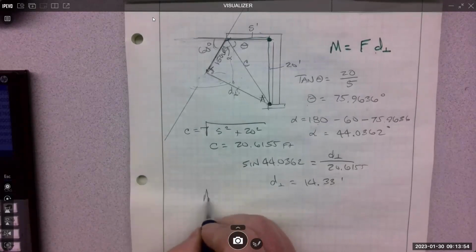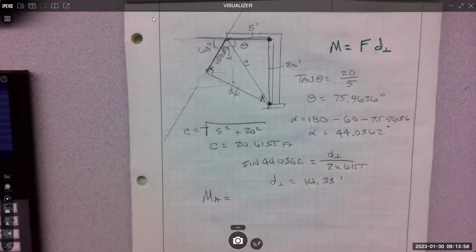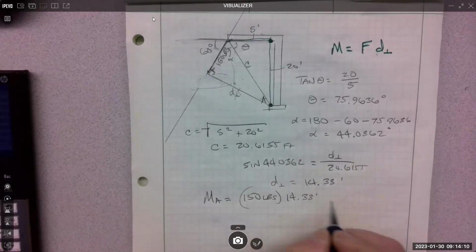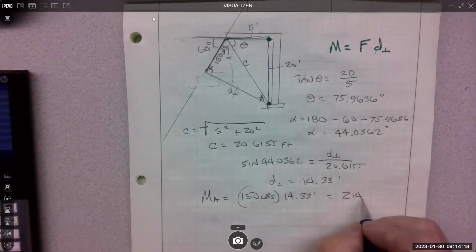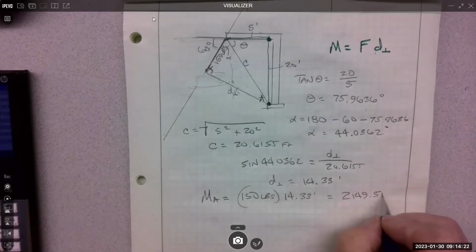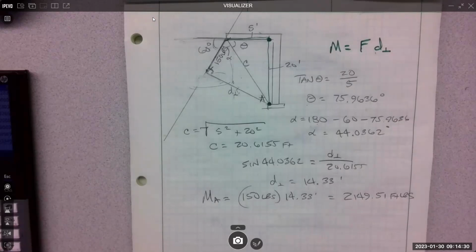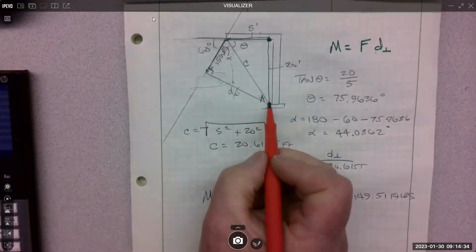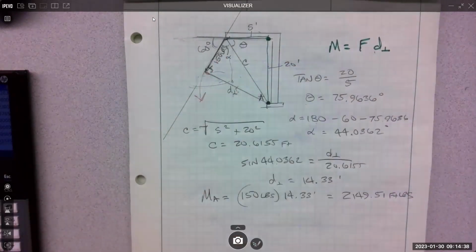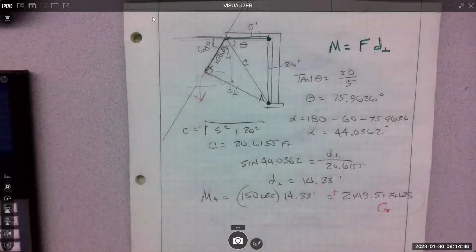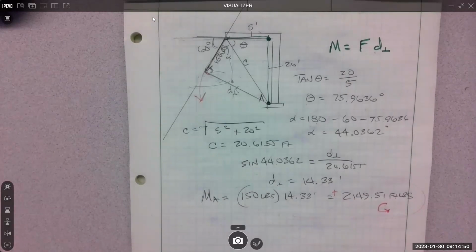So moment at A. There's only one force. I could write out the 150, but I don't need to. 150 pounds times the perpendicular distance, 14.33 feet, equals 2149.51 foot-pounds. And which way does it rotate about point A? Yeah, tie a string, let it go: counterclockwise, which is positive. Excellent. So that's a lot of work to find the perpendicular distance, a lot.